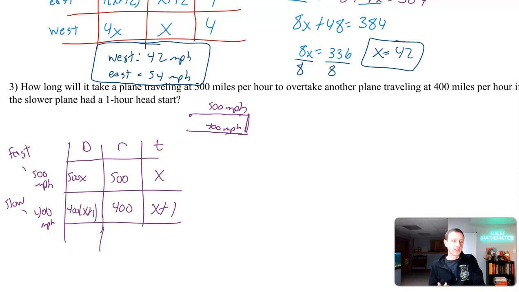And what we're wondering is when are they equal to one another? That's what we're trying to figure out. When are they going to be equal to one another? So however far the fast plane went, that is going to be equal to the slow plane of 400 times x plus 1.